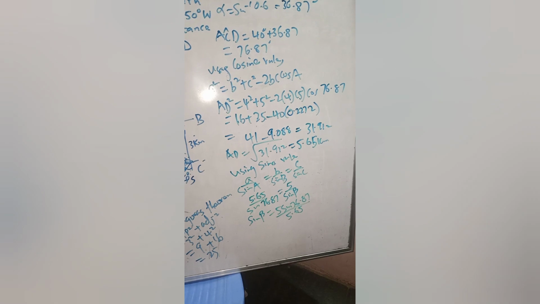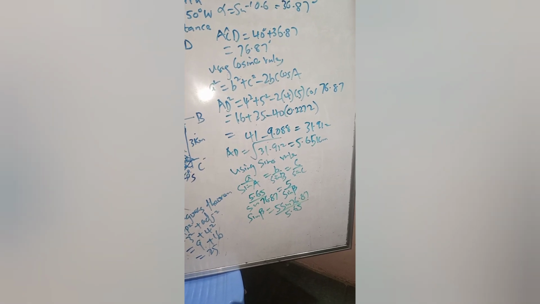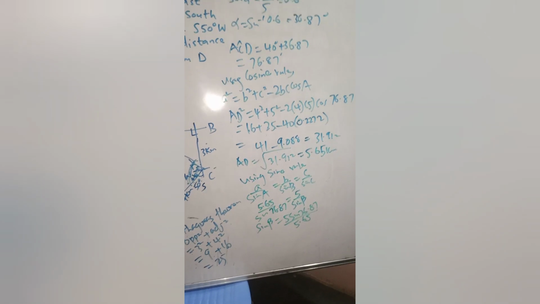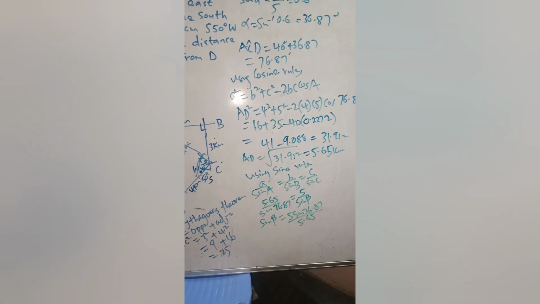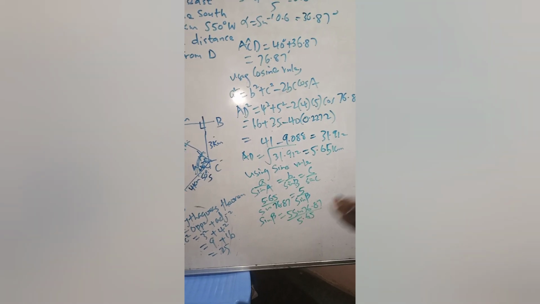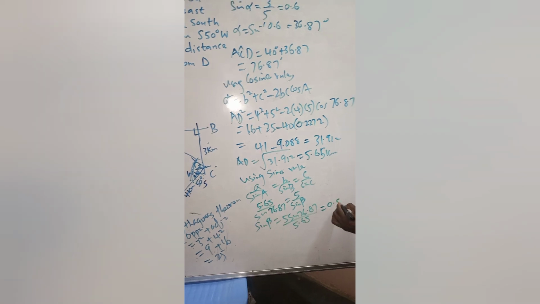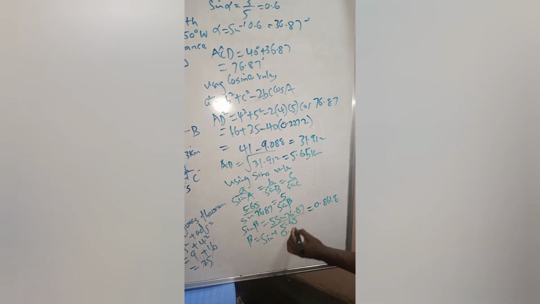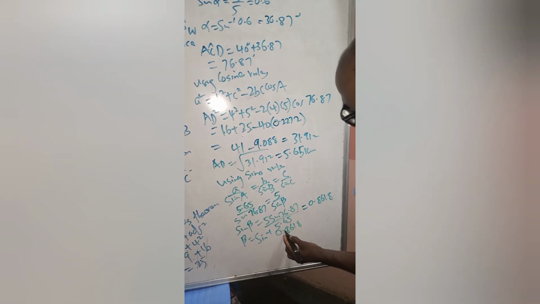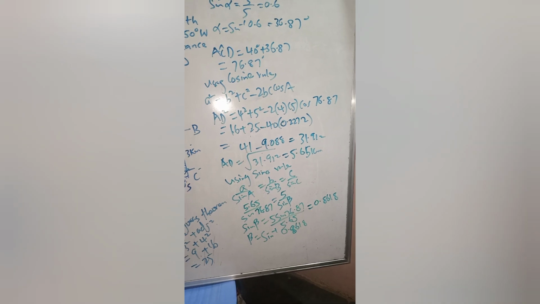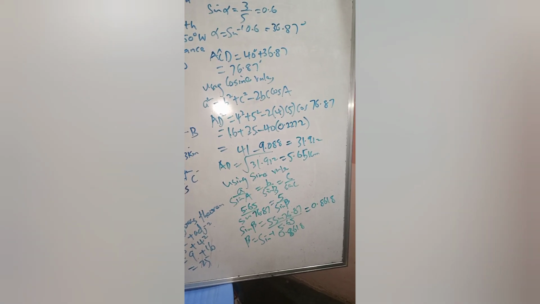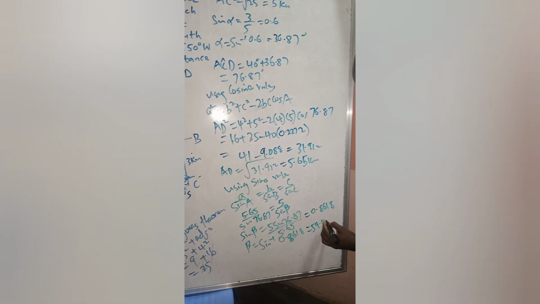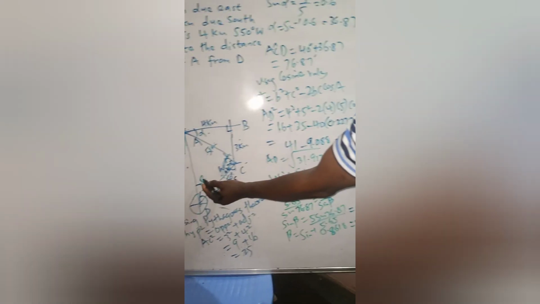So you just multiply straight away. Sine 76.87 times 5 divided by 5.65. So just compute that. We have 0.8618. So beta is sine inverse of 0.8618, which is 59.5 degrees. So this is the angle.